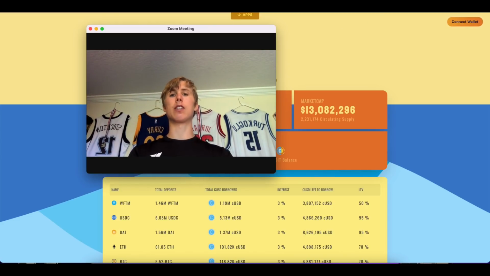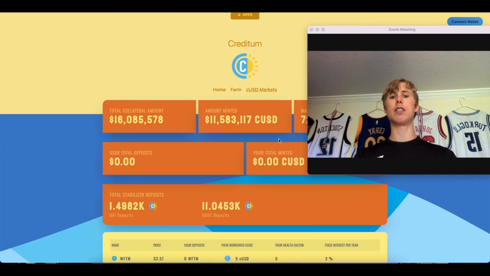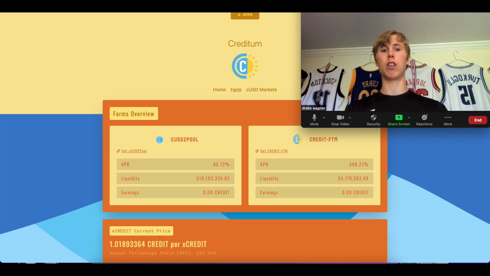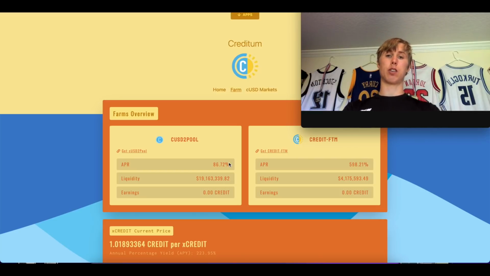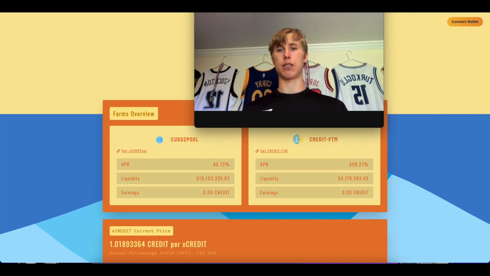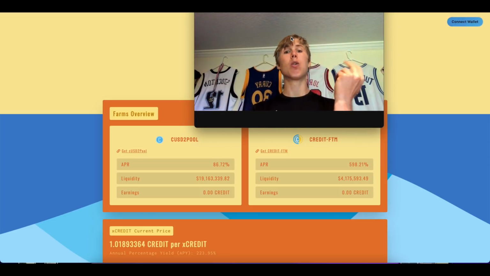Now, another risk is, well, losing peg. So CUSD losing peg. If you go on the CUSD markets, you have to remember these farms are helping hold collateral. So these are denominated in the Creditum governance token. Right now, it's paying 86% APR for the stablecoin pool, and the Credit Phantom pool is paying 598%. So people are open to giving the tokens as collateral. But if this APR goes down lower, time will tell. We'll see what happens. What is the APR people are willing to deposit into these pools?